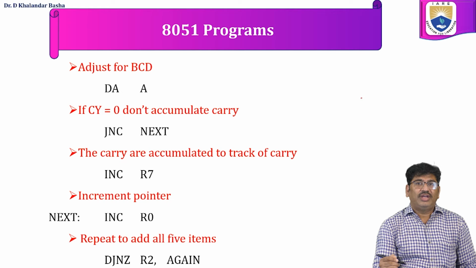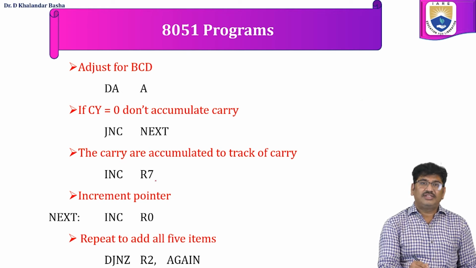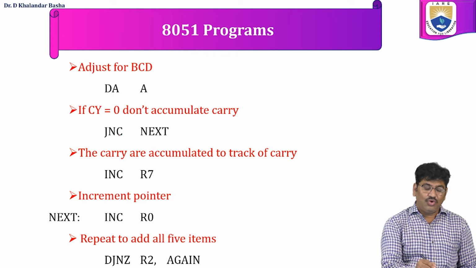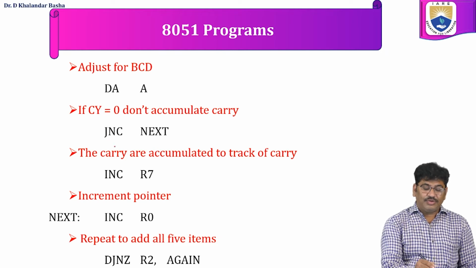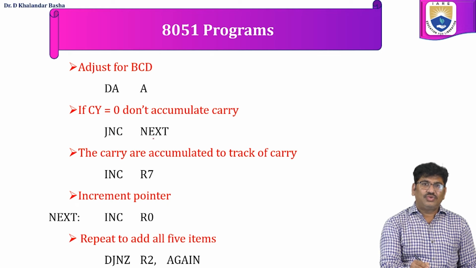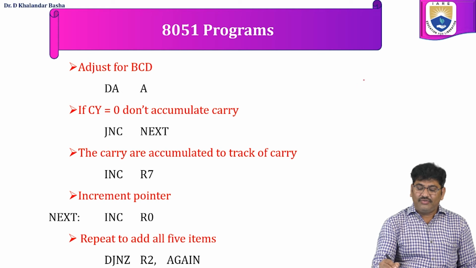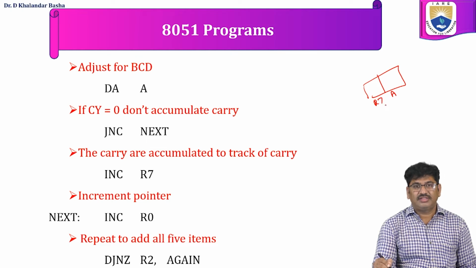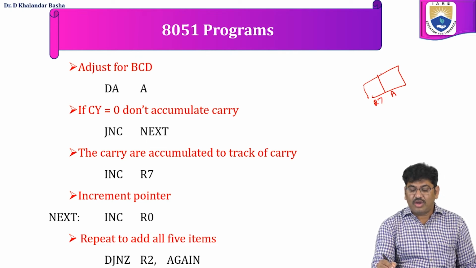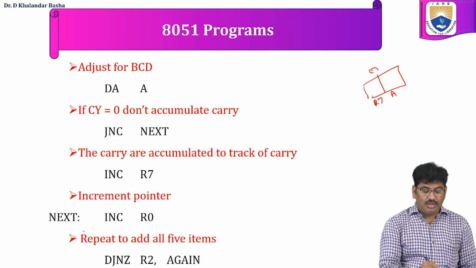After addition, if any carry is generated, for that we increment the R7 register. If no carry is generated, go to the next label. Suppose a carry is generated; to take care of those carries, we increment R7. So after adding the 5 numbers, we are going to have the result in both the accumulator as well as R7. How many carries are generated will be accumulated in the R7 register.